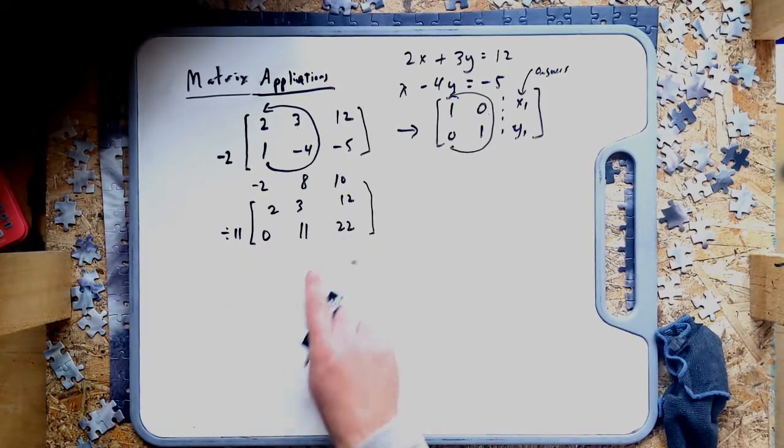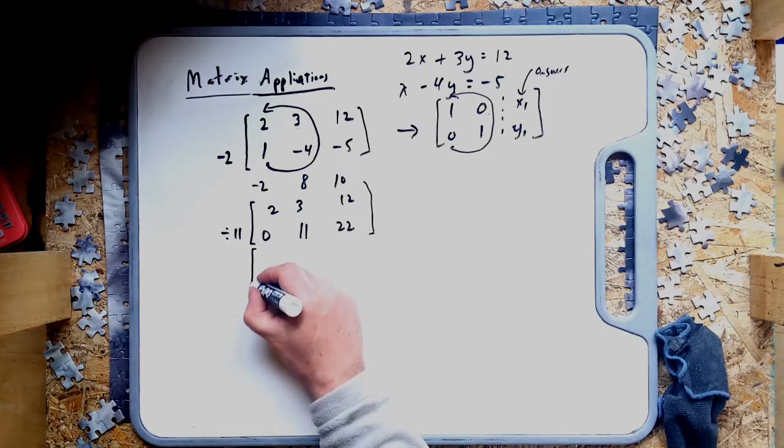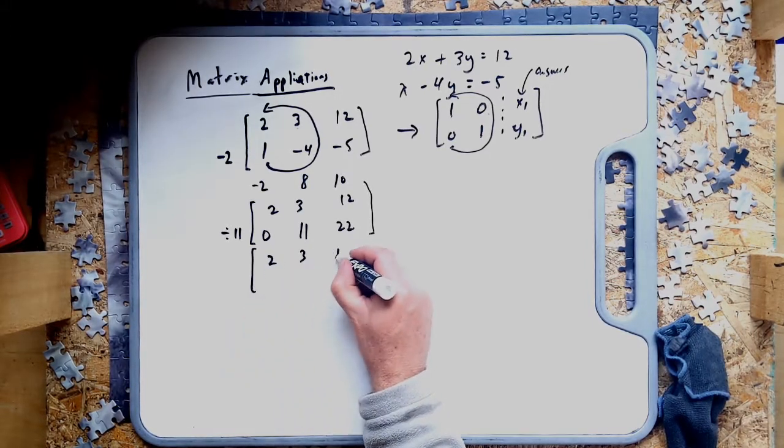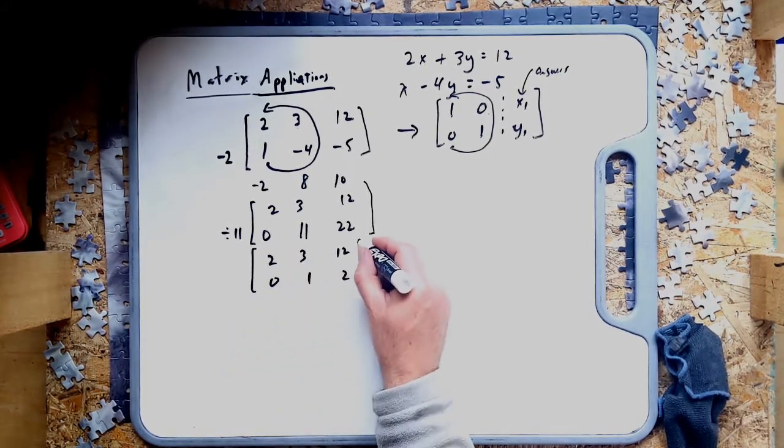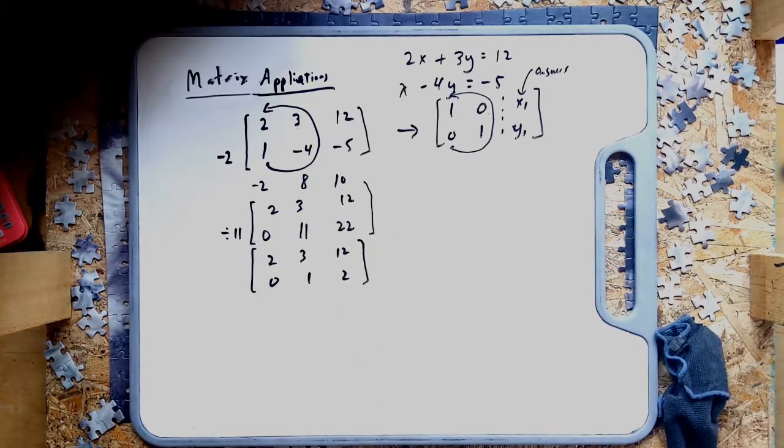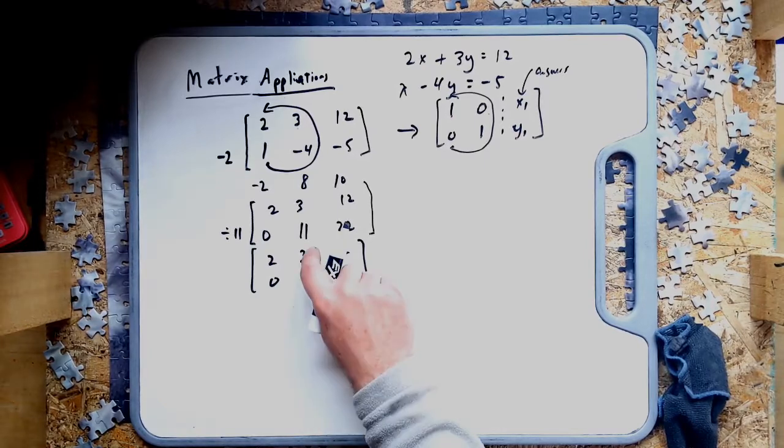And that gives me 1 and 2. By the way, on the test, write every one of these steps so I can see what you're doing. All right, there we go. And that means that, by the way, y is 2. Now I'm going to get rid of this 3.